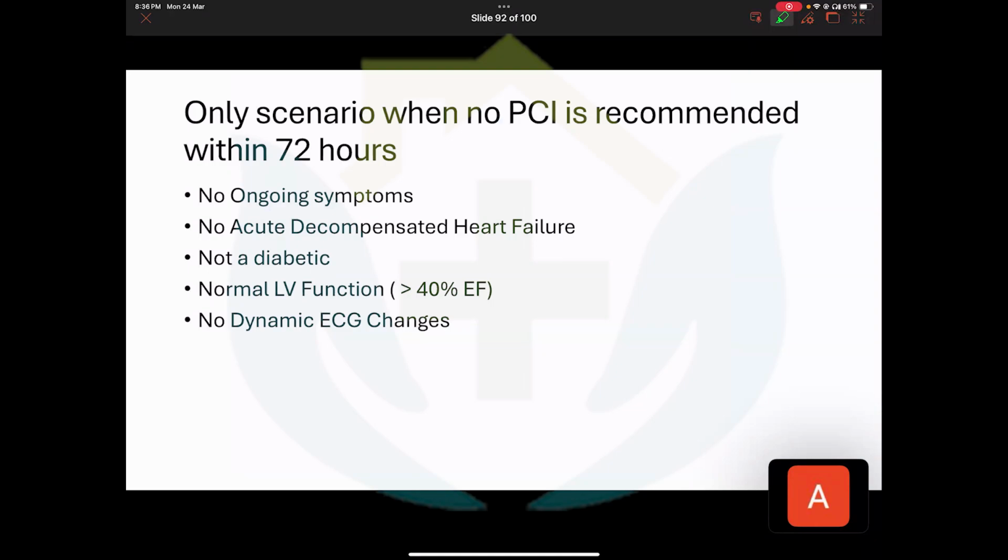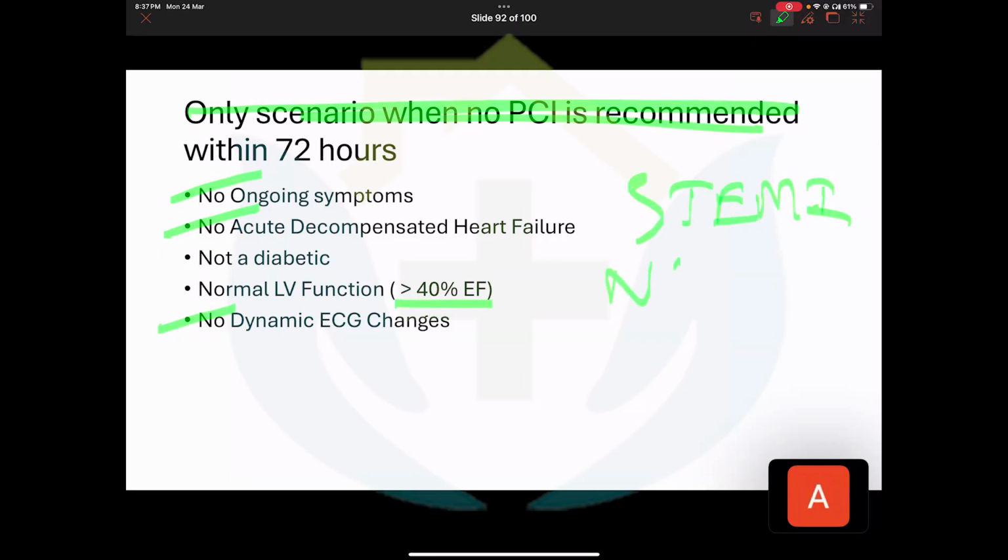Yes, so when there are no ongoing symptoms, no acute heart failure, no dynamic ECG changes, and ejection fraction is at least more than 40%, then this is the only scenario where no PCI is recommended, regardless of whether it is a STEMI or an NSTEMI. Because the concept of STEMI and NSTEMI is decreasing. It is now mostly an obstructive coronary artery, OCA.